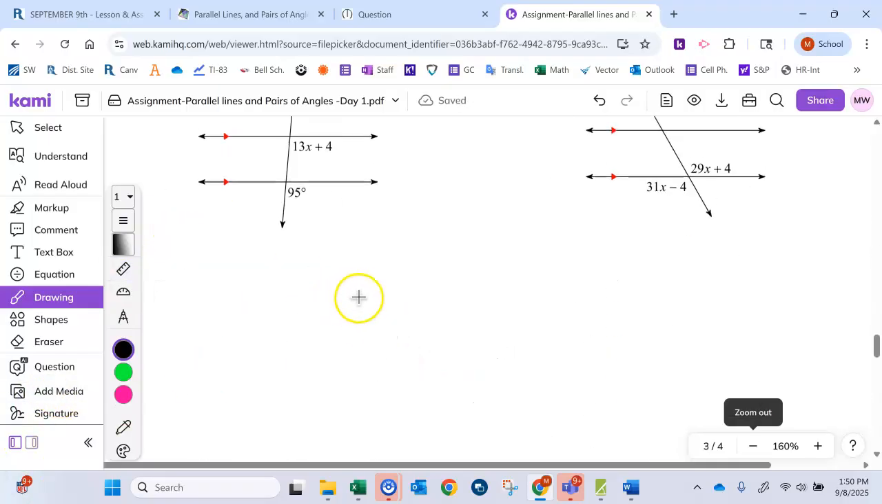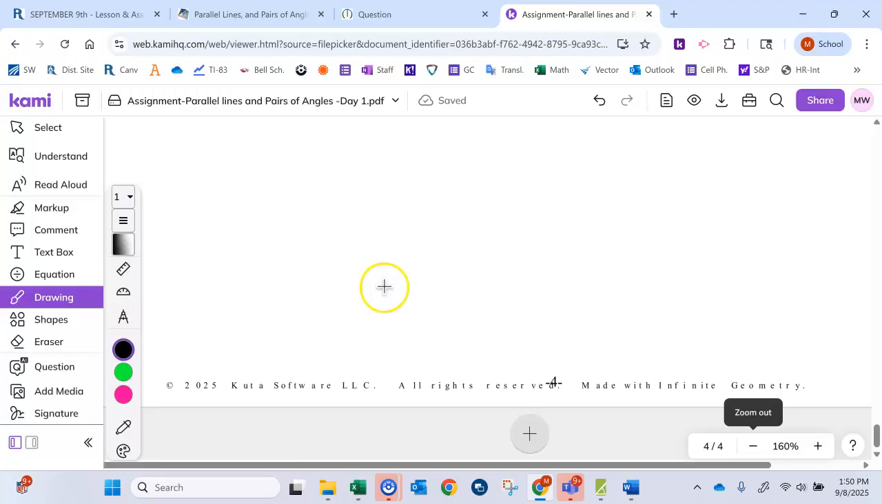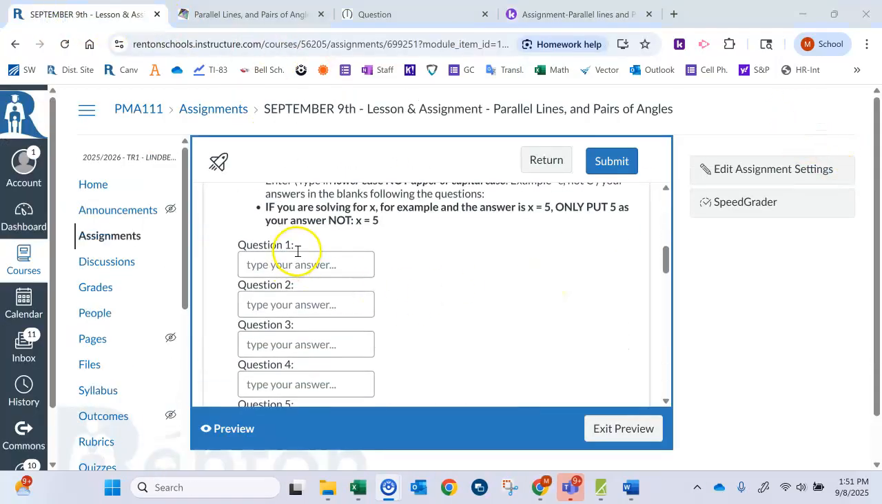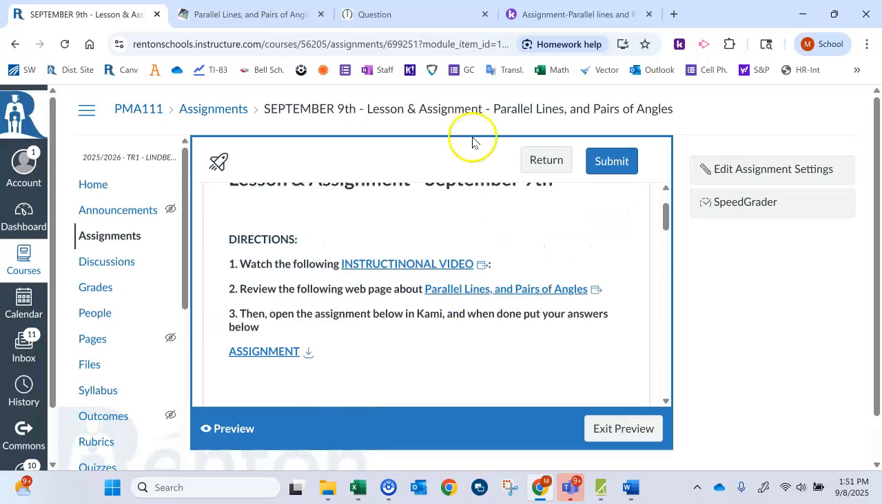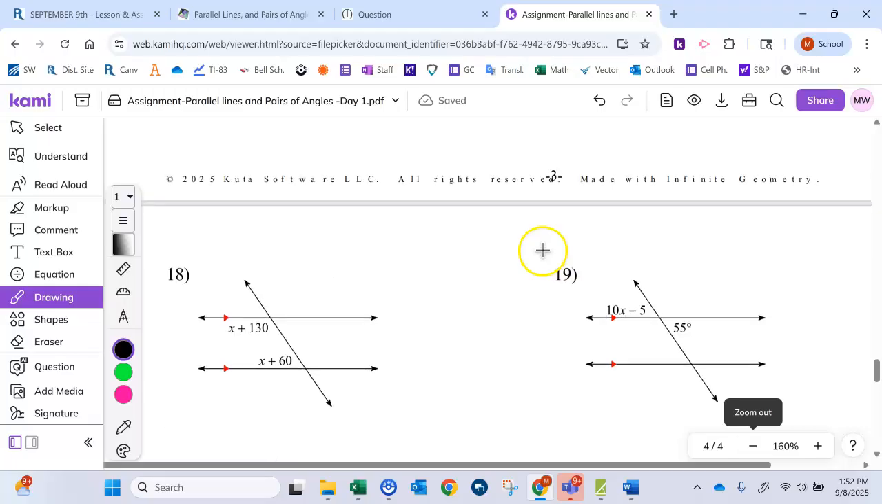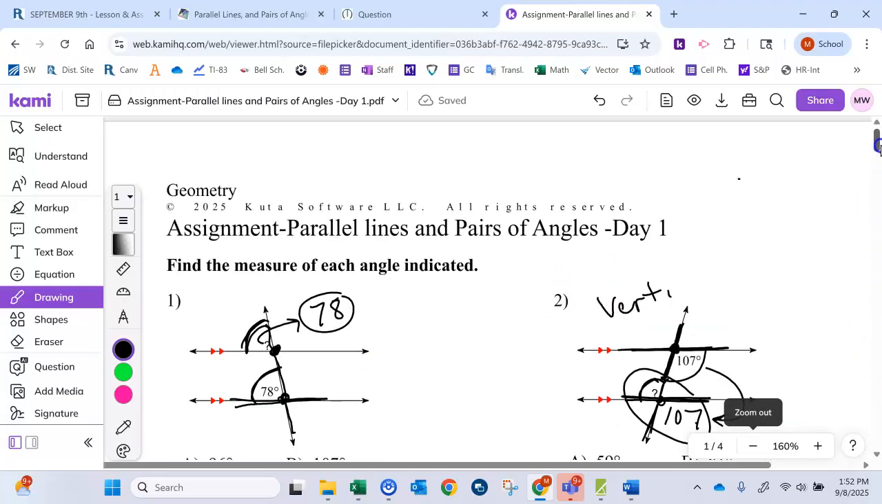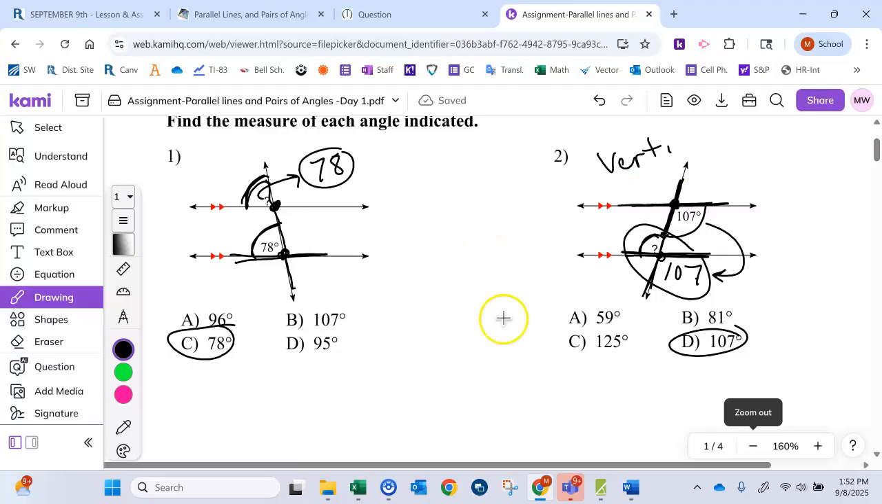So go ahead and finish the rest of the assignment. There's 20 questions. And when you're done, make sure you come back and put your answers in here, either as a letter or a number. And also make sure you save this Kami document, your notes on it, so that later when you take another quiz or a test, you can use your notes on quizzes and tests. So make sure you take good notes and make something that can help you out, okay? So that's pretty much it. Good luck.